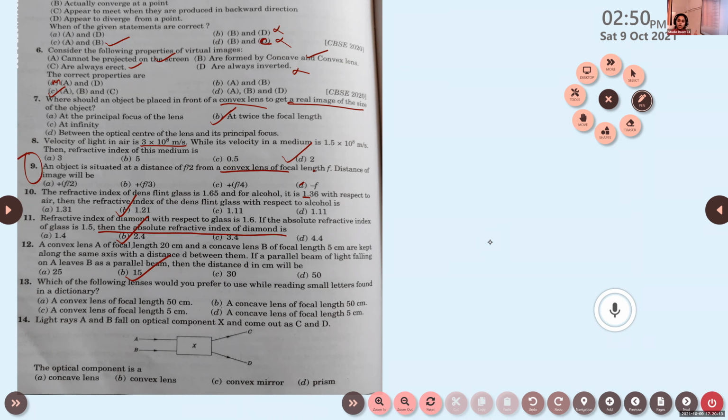In the case of concave lens, we know that we obtain virtual and direct images in both cases, but the size of the image is diminished or small. Here we need to read the small letters found in a dictionary. So again, if we are using a concave lens of focal length 5 or 50, again we get an image which is diminished or small in nature. So option B and D are wrong. And here the correct answer is option C. We can explain the reason in the next class.